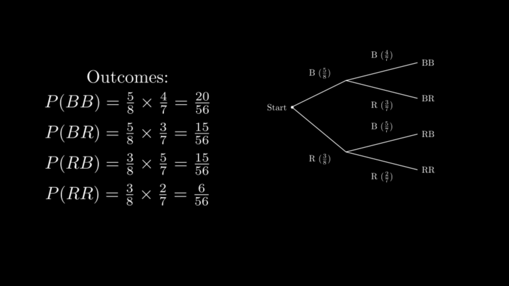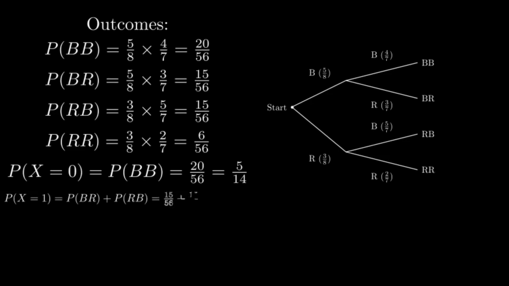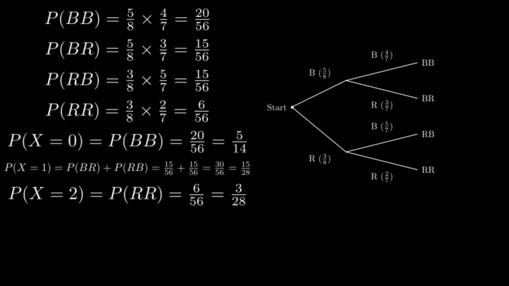The final step is to link these outcomes to our random variable x. The event x equals 0 corresponds to the outcome BB, so its probability is 20/56. The event x equals 1 corresponds to either BR or RB. Since these are mutually exclusive, we add their probabilities. 15/56 plus 15/56 gives 30/56. The event x equals 2 corresponds to RR, with probability 6/56.